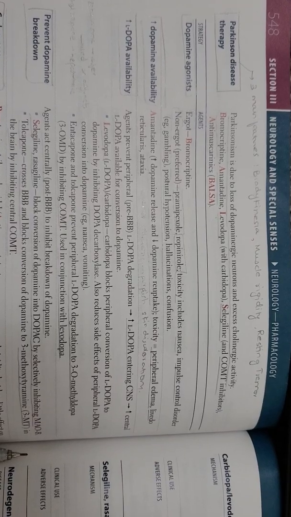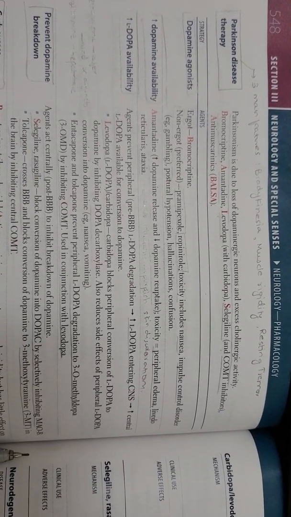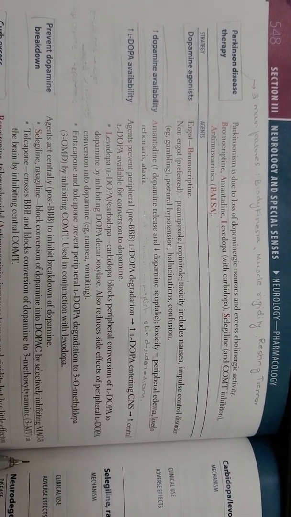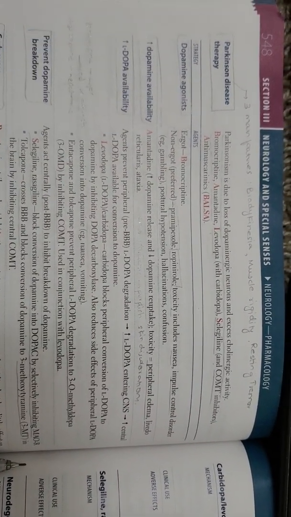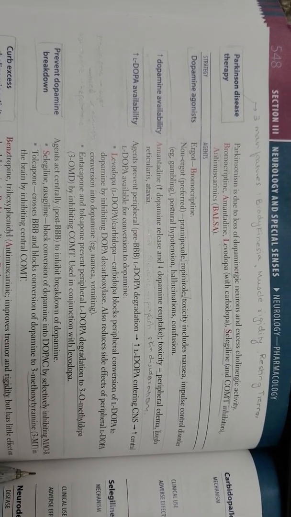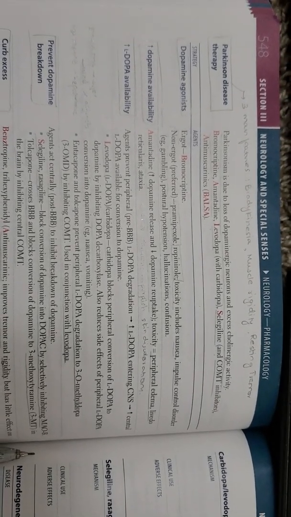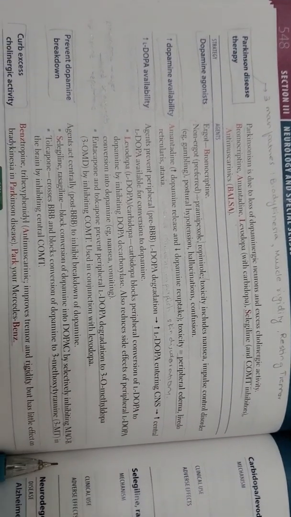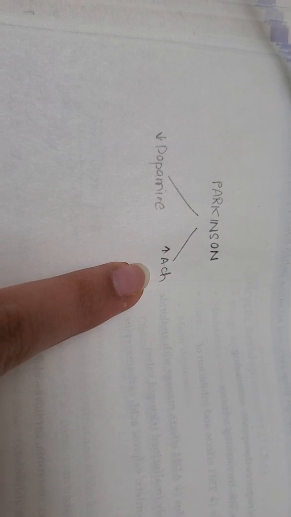Our lecture for today is going to be on Parkinson's disease and the drugs that are used for Parkinson's. It is important to know that it is a disease caused by the loss of dopaminergic neurons and there is excessive cholinergic activity. In short, in Parkinson's disorder, there is decreased dopamine and there is increased acetylcholine.